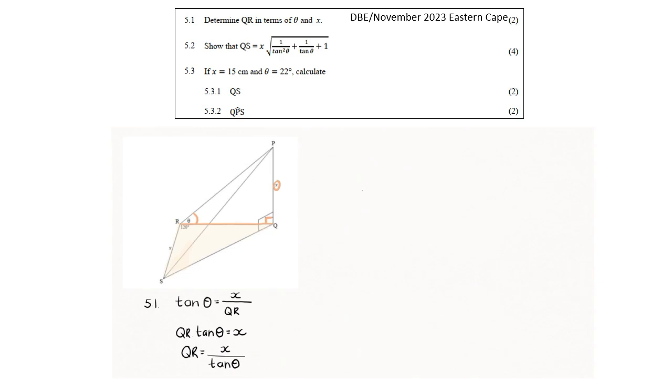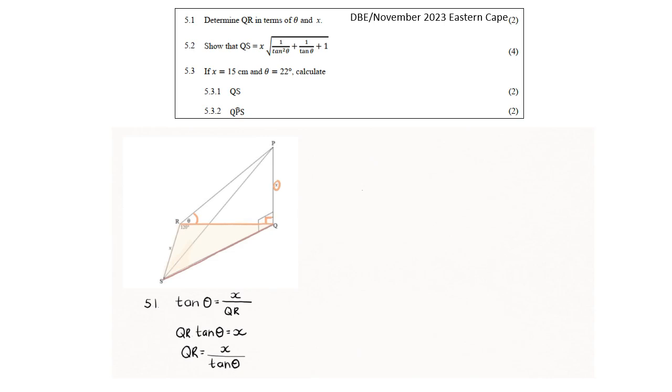In the next question, they want us to show that QS is equal to x times the square root of 1 over tan squared theta plus 1 over tan theta plus 1. Now, let's first go and look where QS is in the sketch. QS is over here. It's again part of two triangles, triangle PQS and triangle RQS. Now we are going to make use of triangle RQS since we have the most information in this triangle.